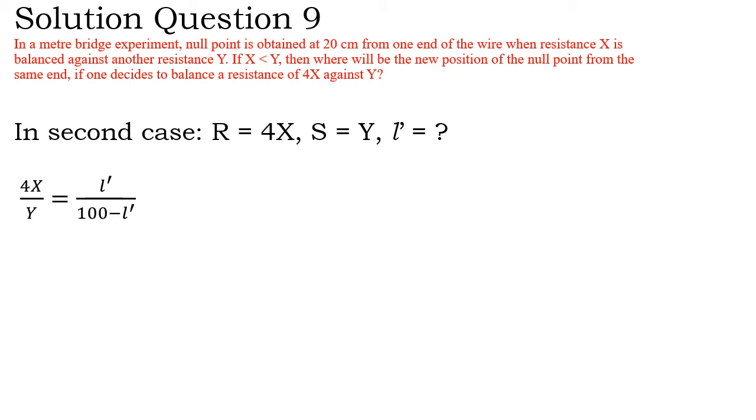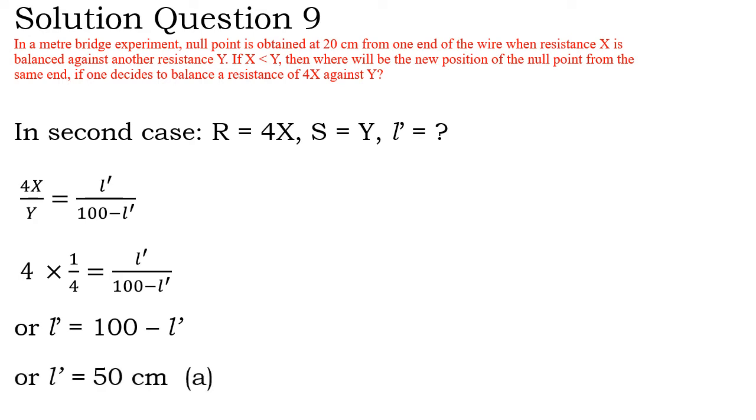Then over here on the left hand side, we have noticed that x divided by y is found to be 1 divided by 4. So accordingly, I can very easily write the left hand side as 4 into 1 by 4. So if the value is 4 into 1 by 4, then obviously on cross multiplying we'll obtain L dash is equal to 100 minus L dash, as 4 into 1 by 4 is 1 on the left hand side. So if we just simplify this, then we'll obtain 2L dash is equal to 100, or L dash will become equal to 50 centimeter, and it happens to be option A.